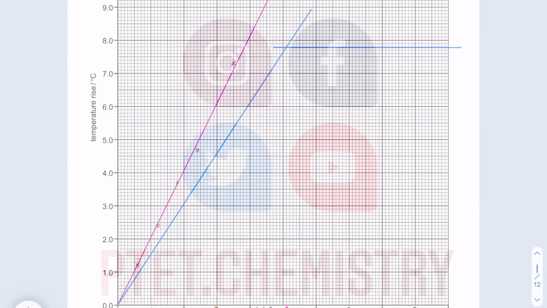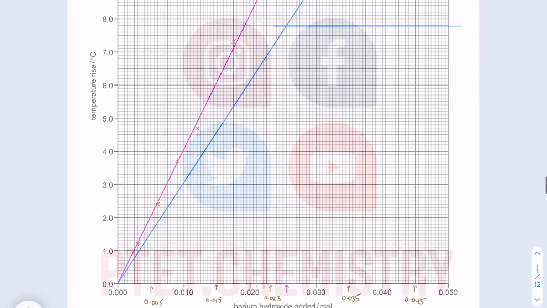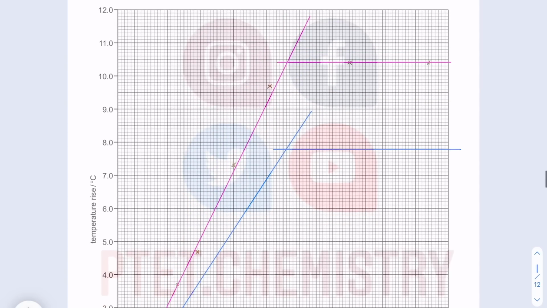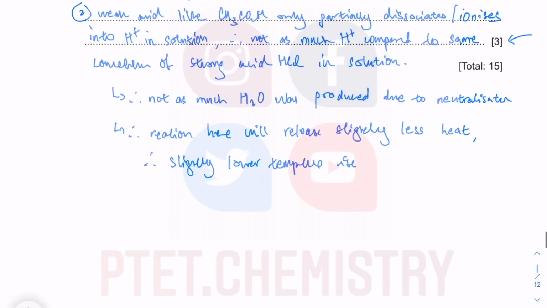So the important thing is that they both intersect at the same point because ethanoic acid and HCl are what we call monobasic acids, because each of them only gives you 1 H plus per molecule. All right, so they cut through at the same x-axis value, but the y-axis value will be lower. Okay, as a result of what I just explained. So that marks the end of this paper 5 tutorial.